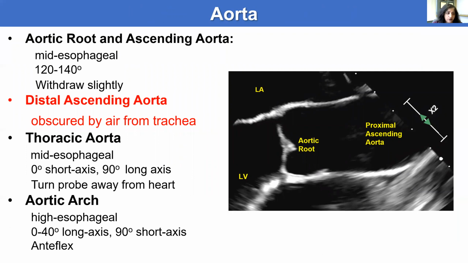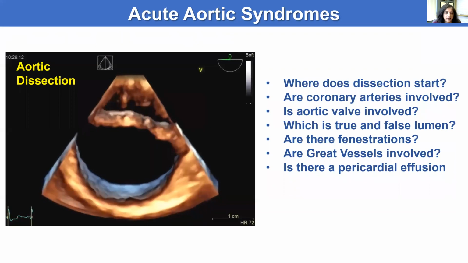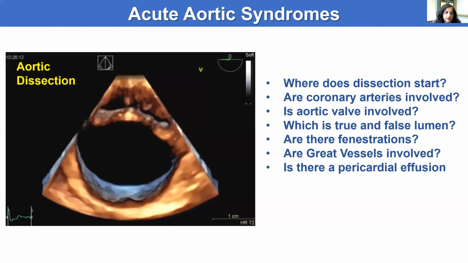And TEE is a test of choice for ruling out aortic dissection. Most of the aorta can be seen. So here are views and angles for the aortic root all the way down to the thoracic aorta. The one caveat is that the distal portion of the ascending aorta can sometimes not be seen. It can be obscured by that one area where the esophagus is close to the trachea. And that might be the blind spot, the one spot on TEE where you cannot rule out an aortic dissection. But otherwise, aortic dissection can be very clearly seen on a TEE.